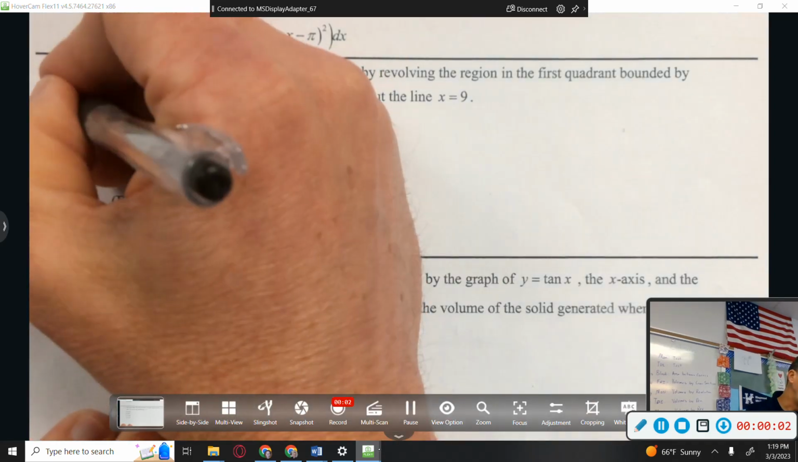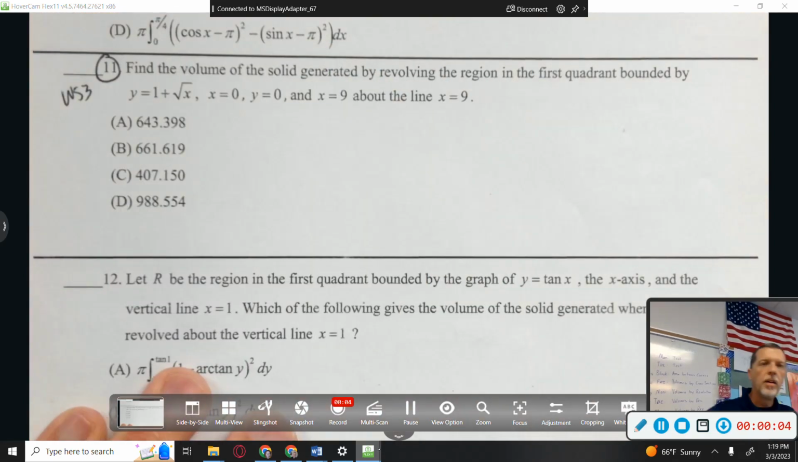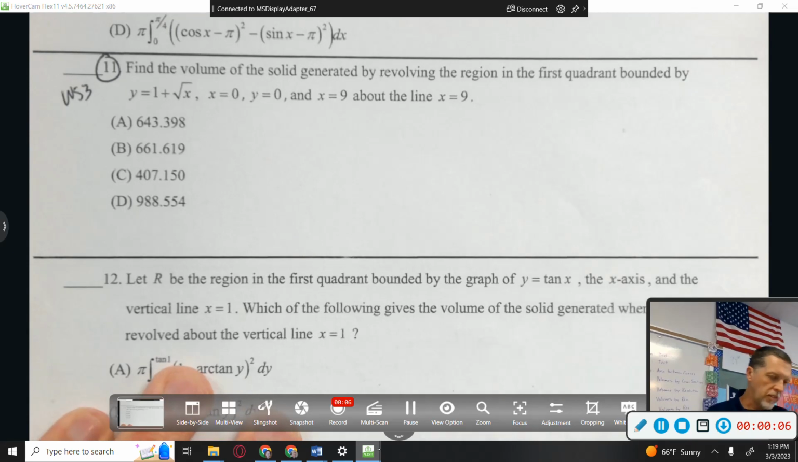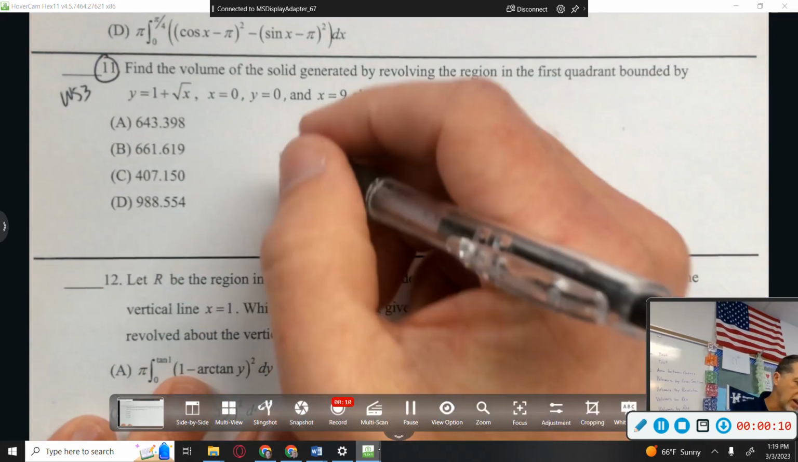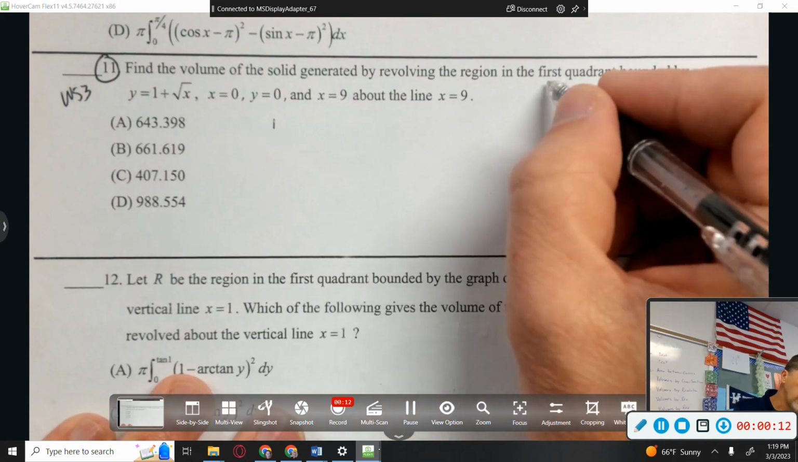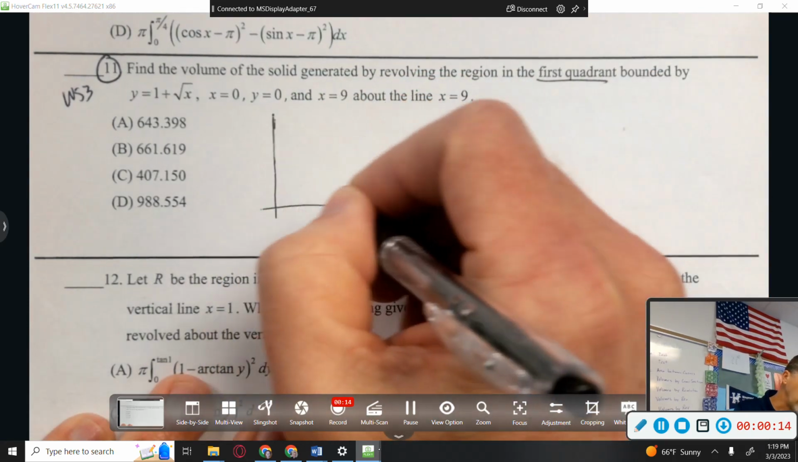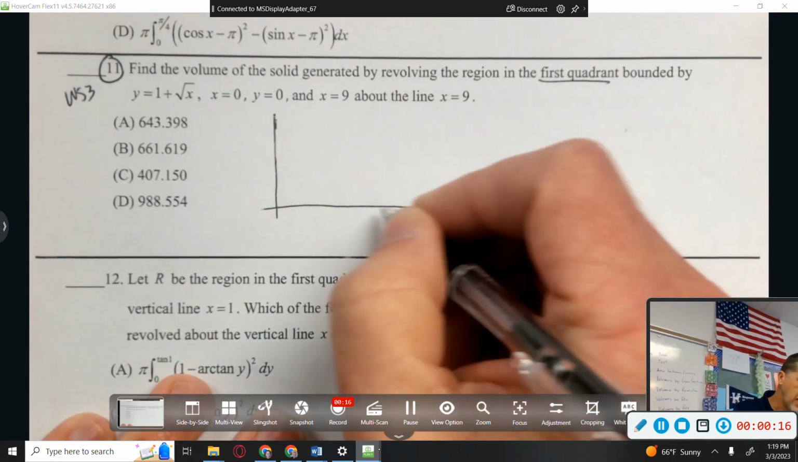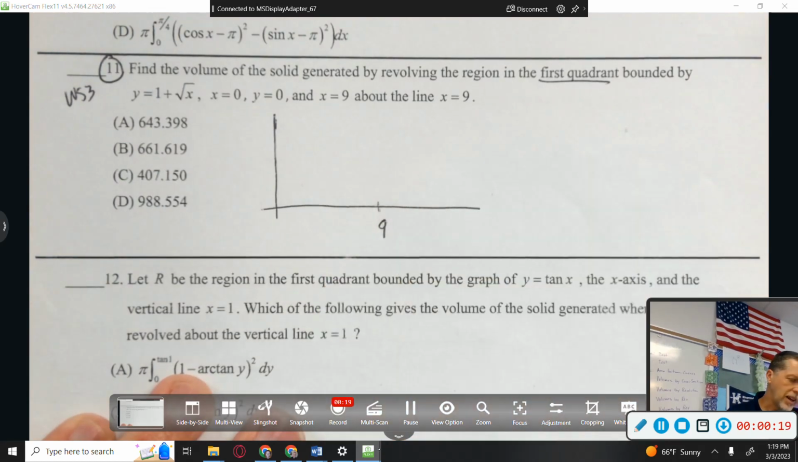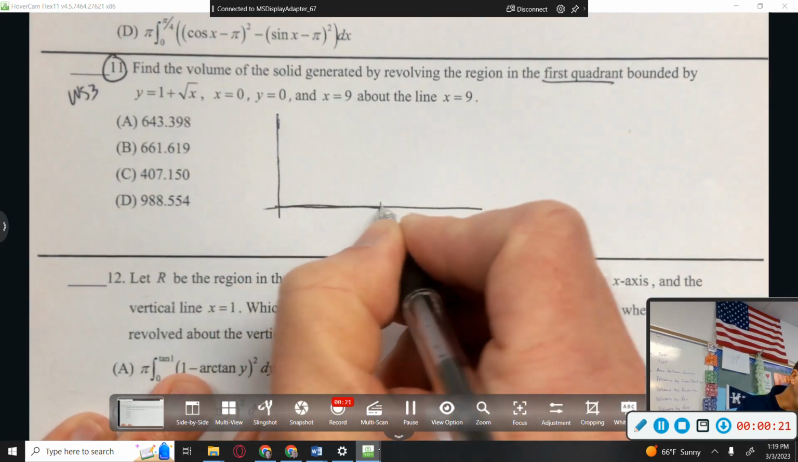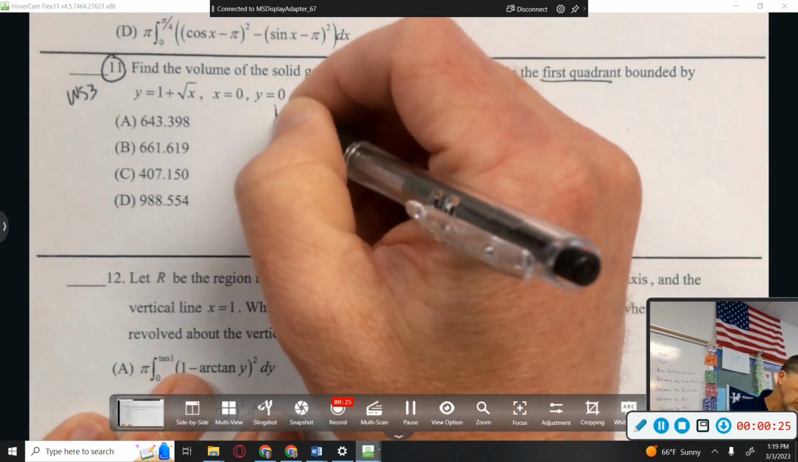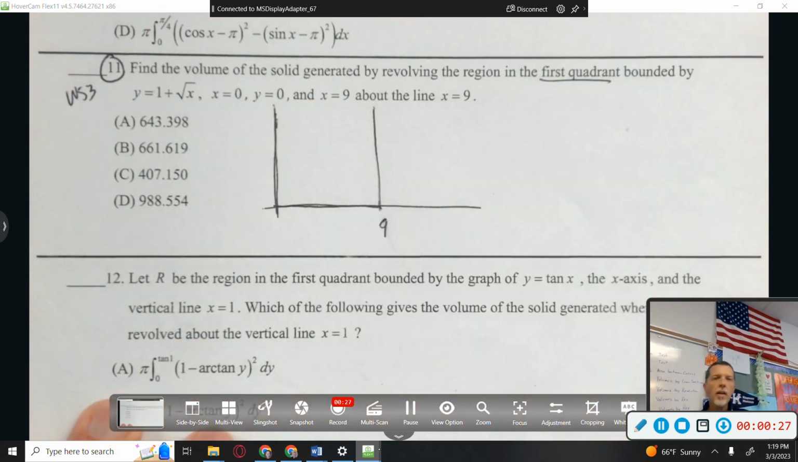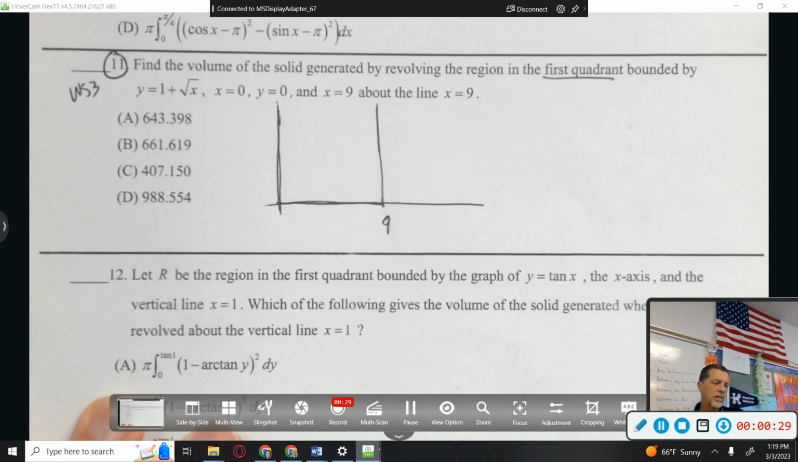Number 11 on worksheet 3. Find the volume of the solid generated by revolving this region about the line x equals 9. First quadrant, so if I'm graphing, I don't have to worry about that. All the way out to x equals 9. y equals 0, x equals 9, x equals 0, and then 1 plus square root of x.